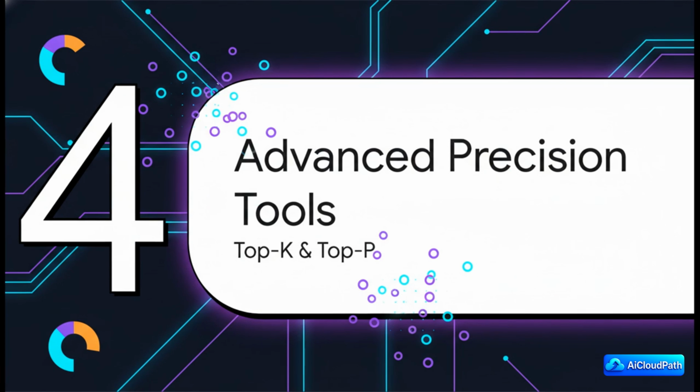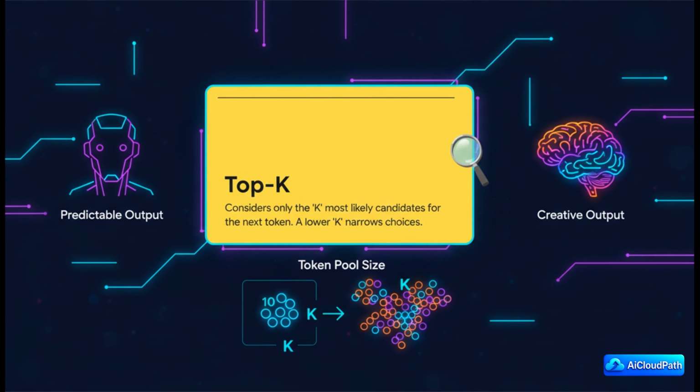Okay, let's get into some of the more advanced tools. If temperature is your main creativity dial, think of these next two parameters, top K and top P, as your surgical instruments. They're for controlling the AI's exact word choices. This is where you can really start to fine-tune things. First up, we have top K. The K here just stands for a number.